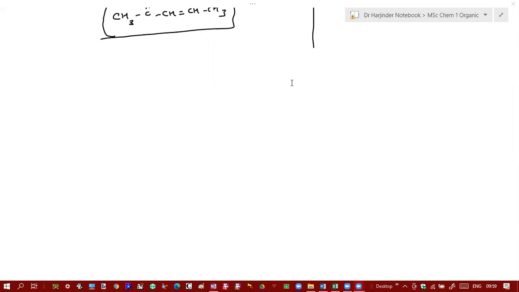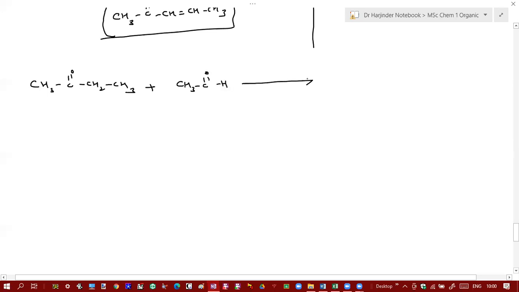Suppose you have an unsymmetrical ketone, CH3CH2 C double bond O CH2 CH3. Suppose you want to treat it with acetaldehyde again, and you want to prepare this molecule: CH3 CH(OH) CH2 C double bond O CH2 CH3. What will you do?